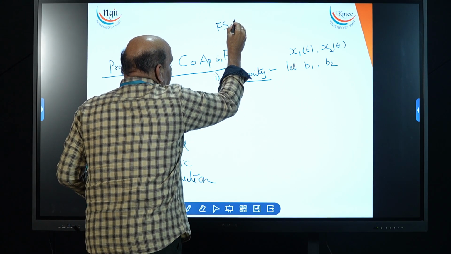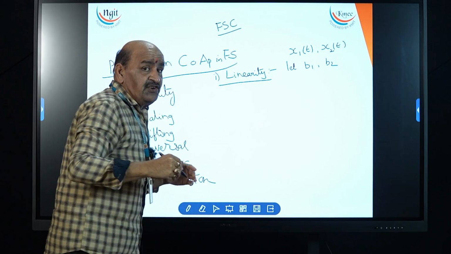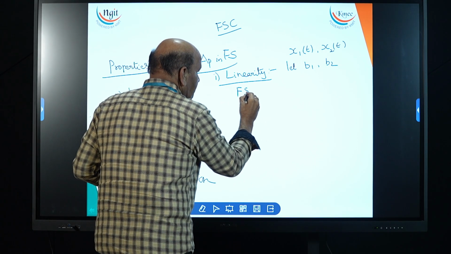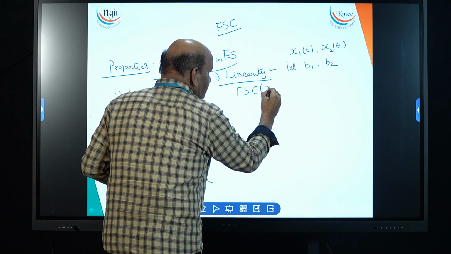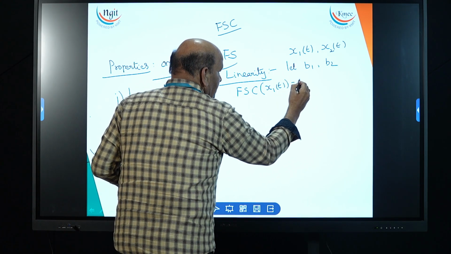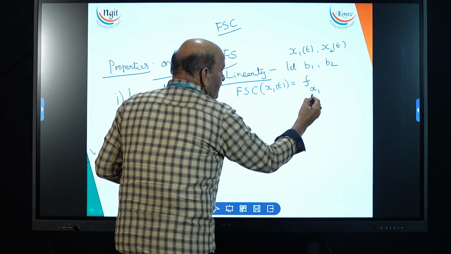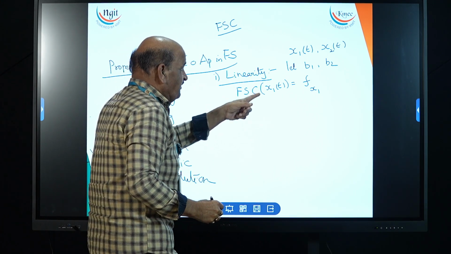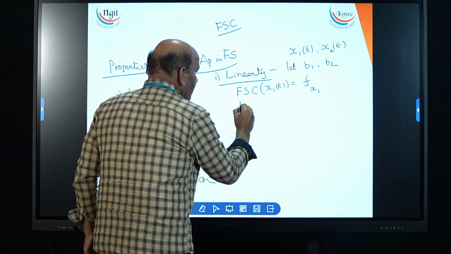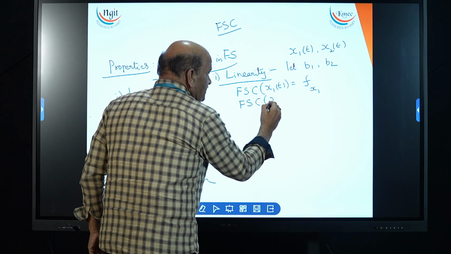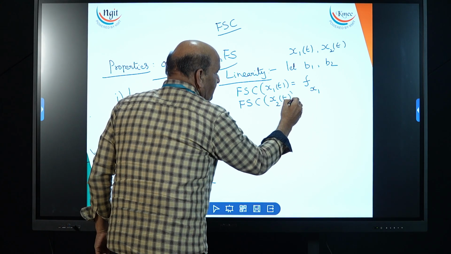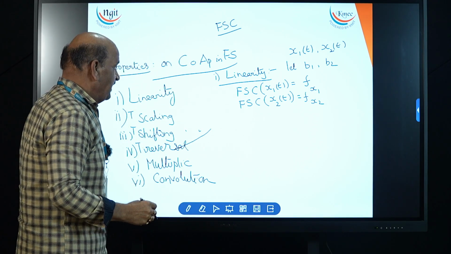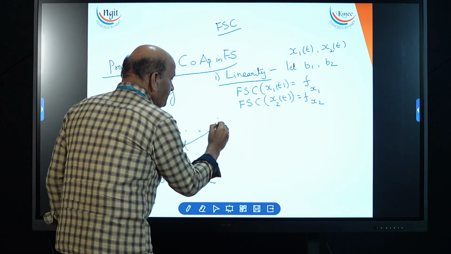Fourier series coefficient. Every signal has its own Fourier series coefficient. Now just look at. Fourier series coefficient of the signal x1 of t is equal to some function of x1. For understanding purpose, you can make it Fourier series coefficient of a signal x1 equal to f of x1. Similarly, Fourier series coefficient of another signal x2 of t, let it be f of x2. Let us assume like that. Now, what is linearity property?